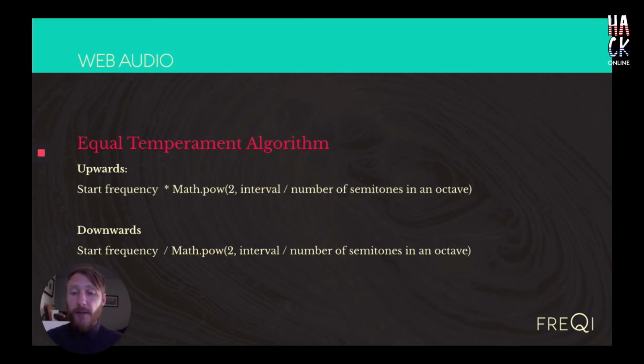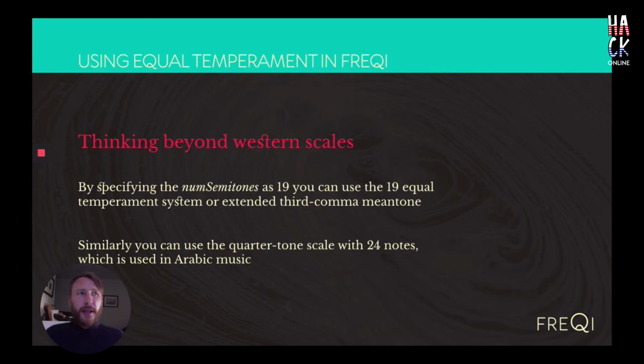And I'm hoping what some of you have noticed here is that as soon as you have the algorithm for something, you have a lot of power and a lot of control. So rather than me just putting in the letters for some notes that I want, I now actually have a formula which allows me to generate the intervals I want, but also decide how many semitones I want to use in an octave. And this was a bit of a revelation for me. So it allowed me to think beyond Western scales, or beyond the 12-note scale at least. And by specifying the number of semitones, and I've highlighted that in italics because it is one of the config properties that you can play with.